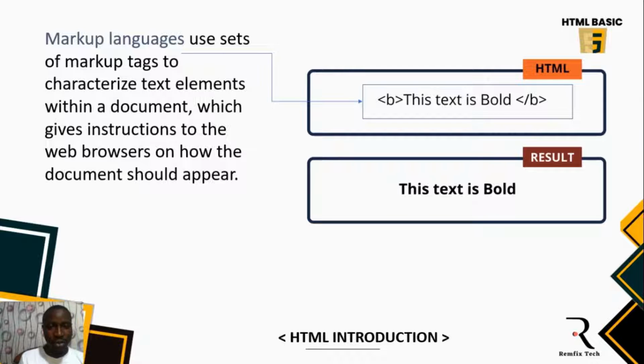A markup language uses a set of markup tags to characterize text elements within a document, which gives instructions to the web browser on how the document should appear. Now if you look at the example here, this text is bold. This markup is giving this text a particular property, a particular piece of information. Okay, this text is bold, and if I type this in my HTML file, this will be the result, which is this text is bold. So that's an example of a markup language. So let me go to my next slide.